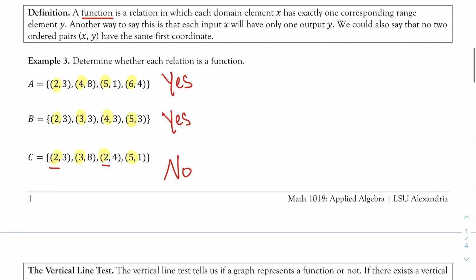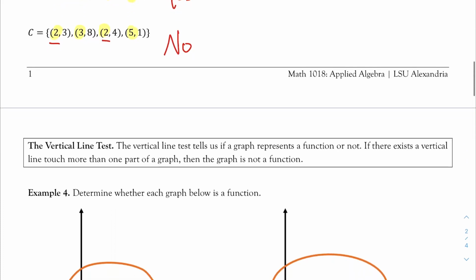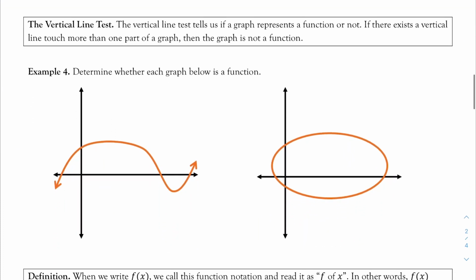However, we know that not every relation may be expressed as a set of points or ordered pairs. We know that a relation may be expressed as a graph. So that leaves the question, how do I know if a graph is a function or not? This brings us to the vertical line test. The vertical line test tells us if a graph represents a function or not.